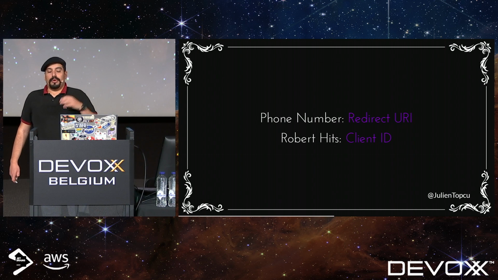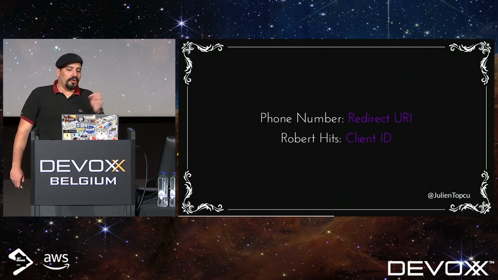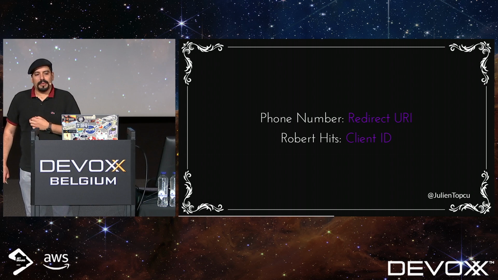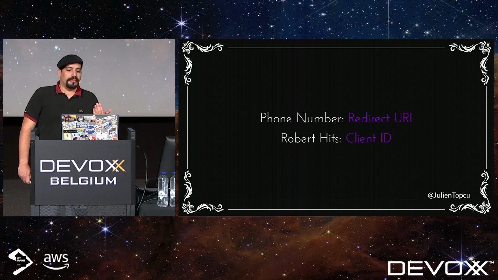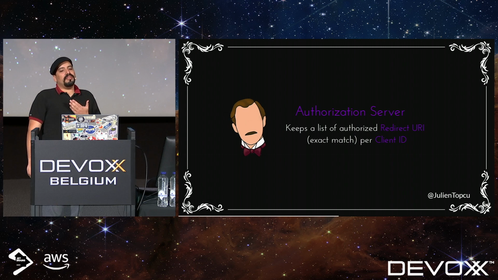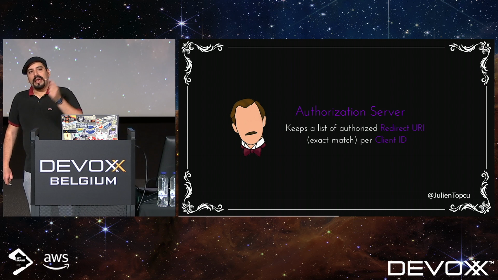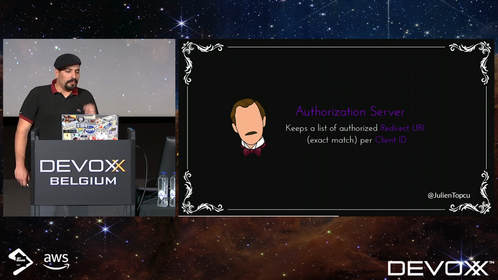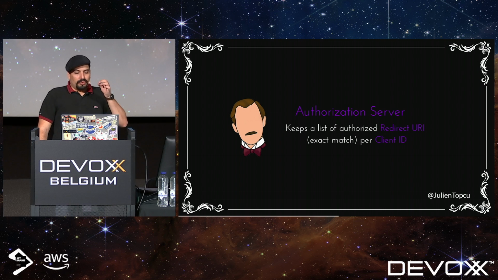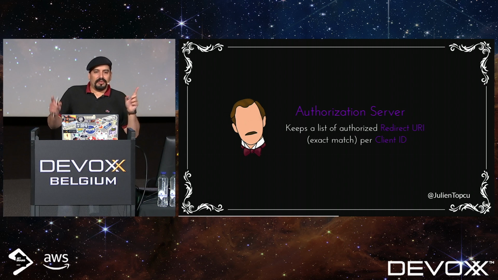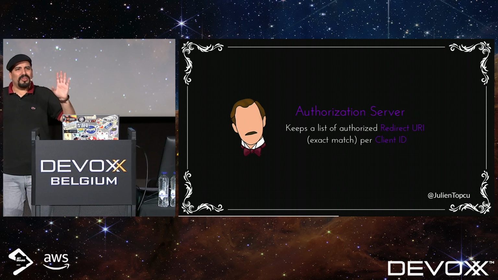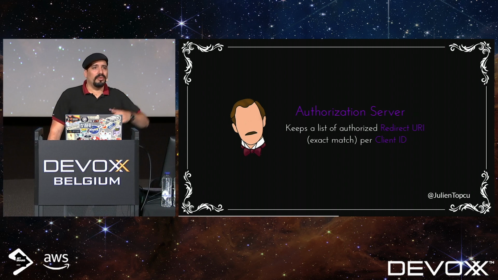So first I need to say that the phone number is what we call the redirect URI. And Rubber Hits here is the client ID. So the role of the authorization server is to keep a list of authorized redirect URIs in exact match per client ID. Exact match is new. It comes from OAuth 2.1. So you have to make sure that the redirect URI matches for all the characters. Otherwise, if the last digit changes, you cannot be sure where you have redirected the user. So that's really important. That's one of the latest recommendations.